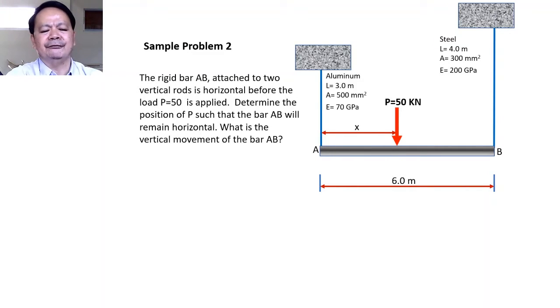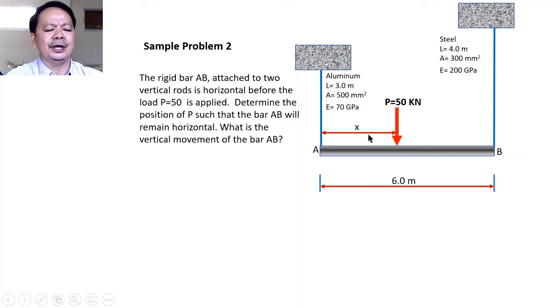So I have here in the figure, bar AB, which is supported by two vertical rods, aluminum and steel. The properties of the rods are indicated such that the aluminum has a length of 3 meters, an area of 500 square millimeter, and a modulus of elasticity of 70 gigapascal, while that of the steel has a length of 4 meters, an area of 300 square millimeter, and a modulus of elasticity equal to 200 gigapascal.